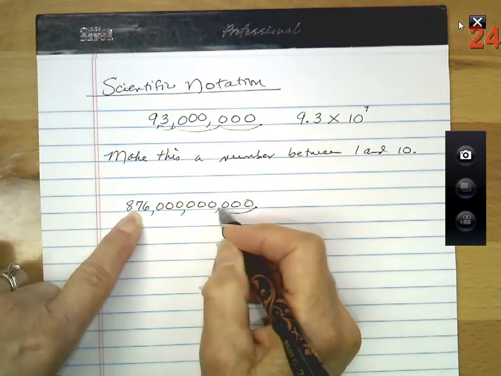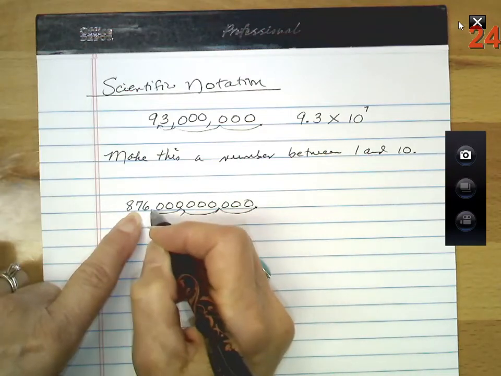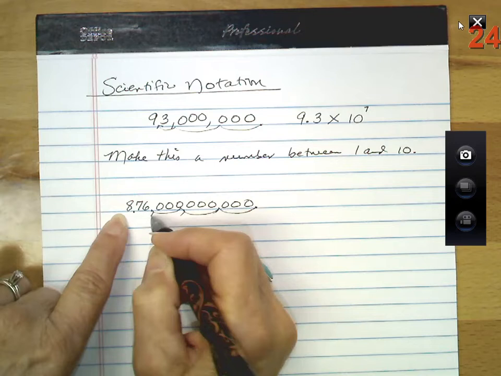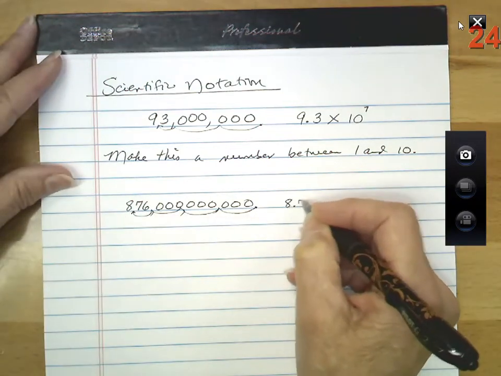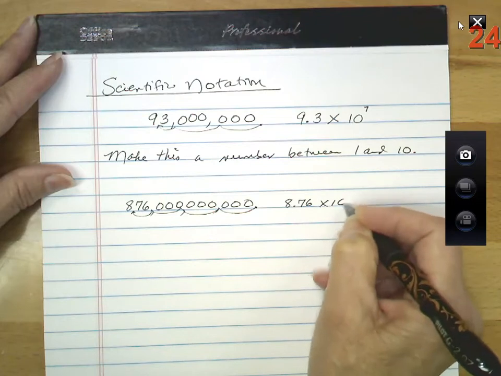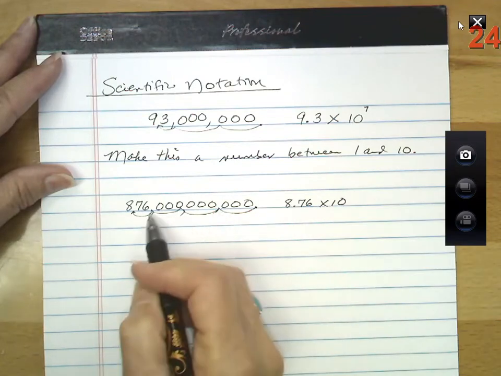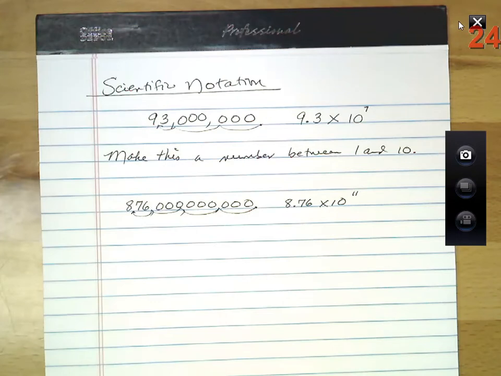So we're going to move it 3, 6, 9, 10, 11 places and put it right there. Okay? So that would be 8.76 times 10 to the 11th, for the 3, 6, 9, 10, 11 places.